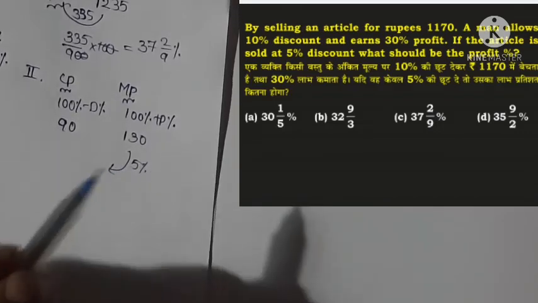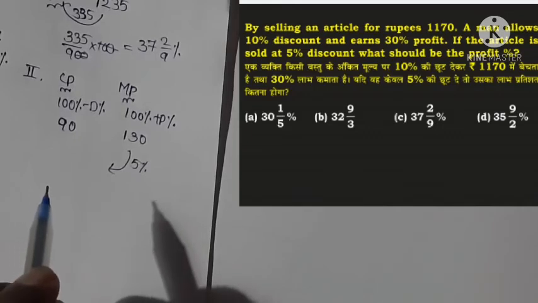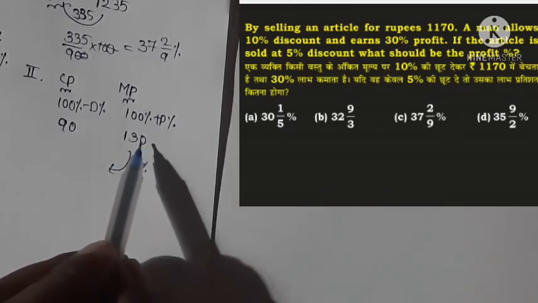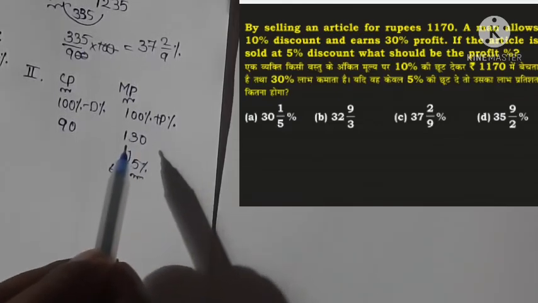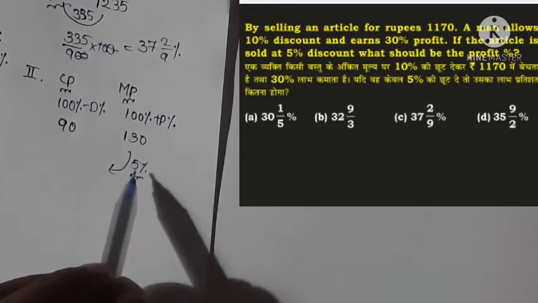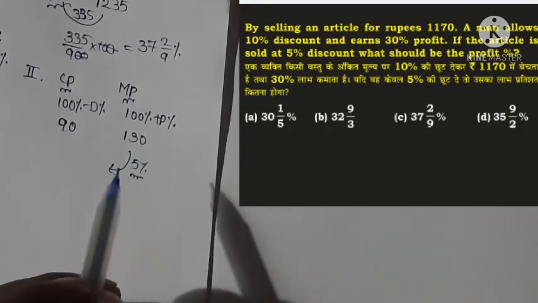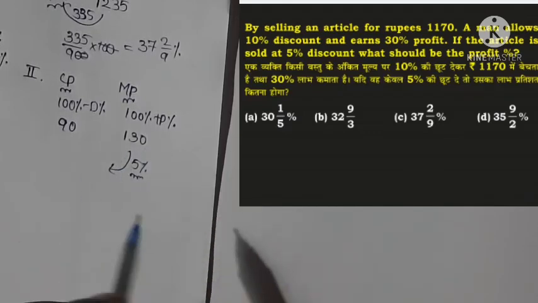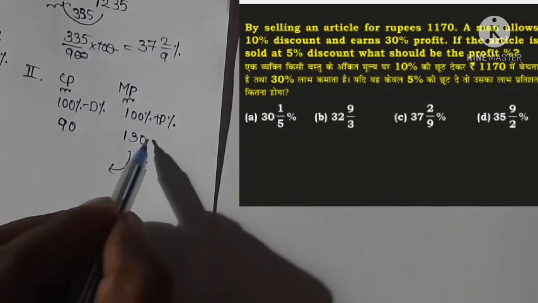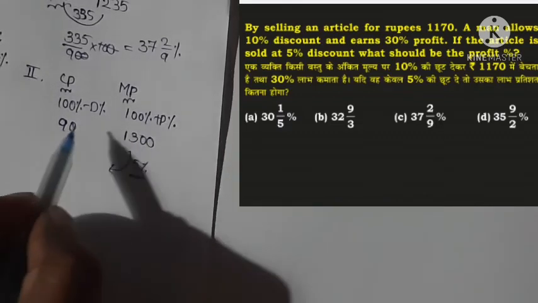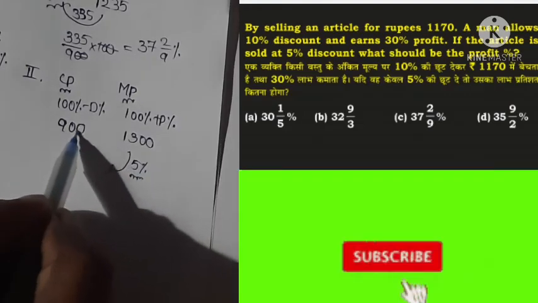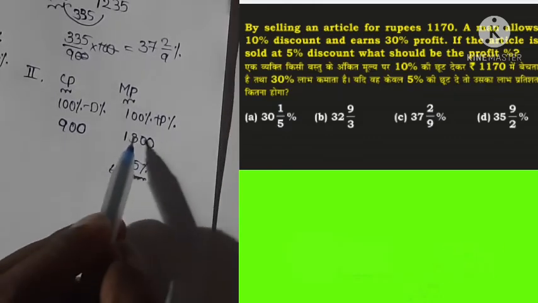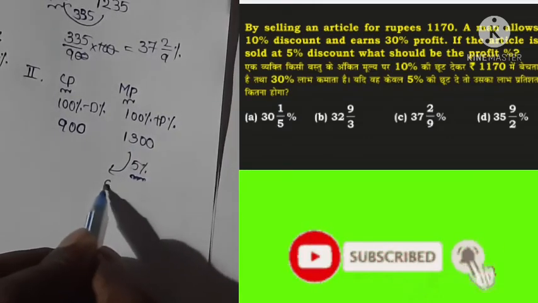So after allowing a discount of 10%, here we need 5% of 130. For easy calculation, instead of calculating 5% of 130, it is better to calculate 5% of 1300. So for easy calculation purpose, I have to write 1300. Here the cost price is 900. Here the discount is 5%. So 5% of 1300, the value is 65.